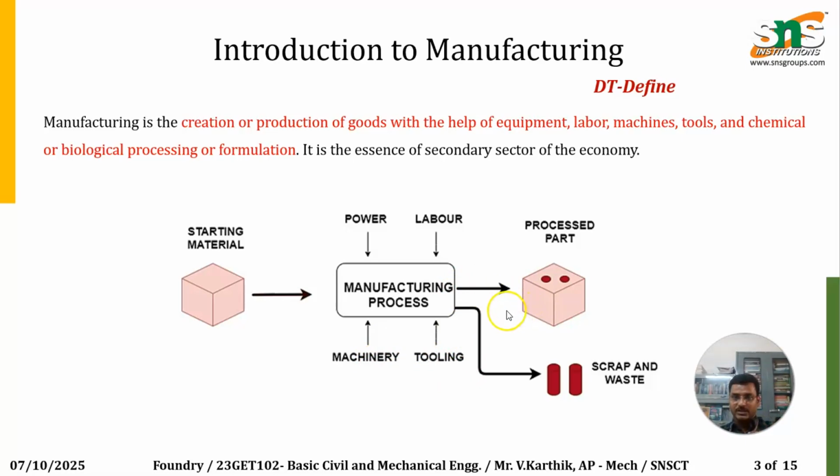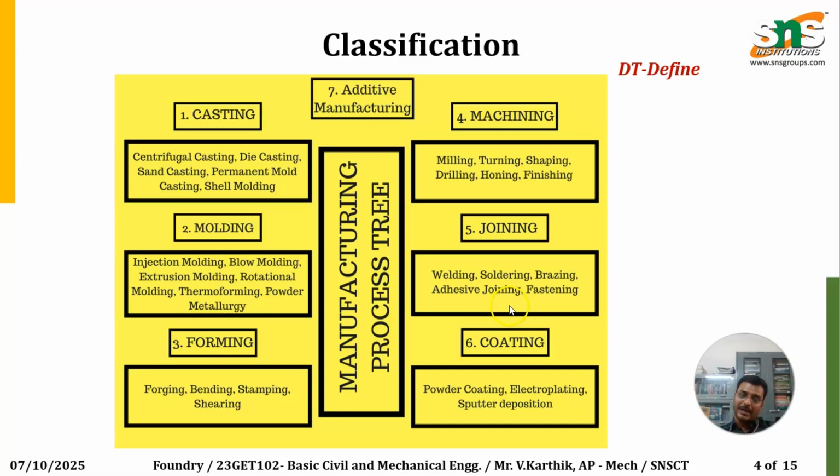This is about manufacturing. We have types of manufacturing, where the first one is casting, the second one is molding, forming, additive manufacturing, machining, joining, and then coating. Casting is nothing but putting the material into the mold and making a component. Molding includes injection molding, blow molding, extrusion molding, rotational molding, and powder metallurgy. Forming includes forging, bending, stamping, and shearing.